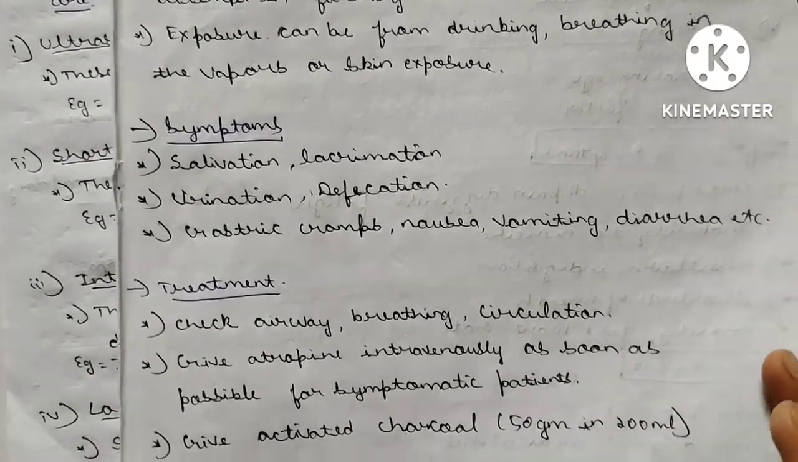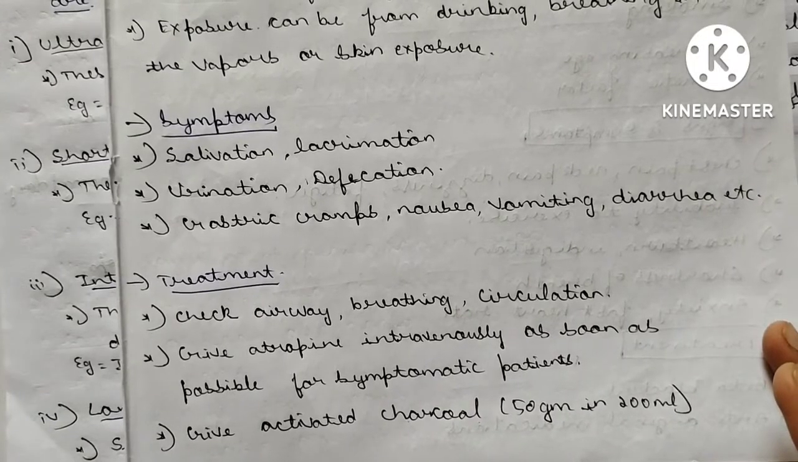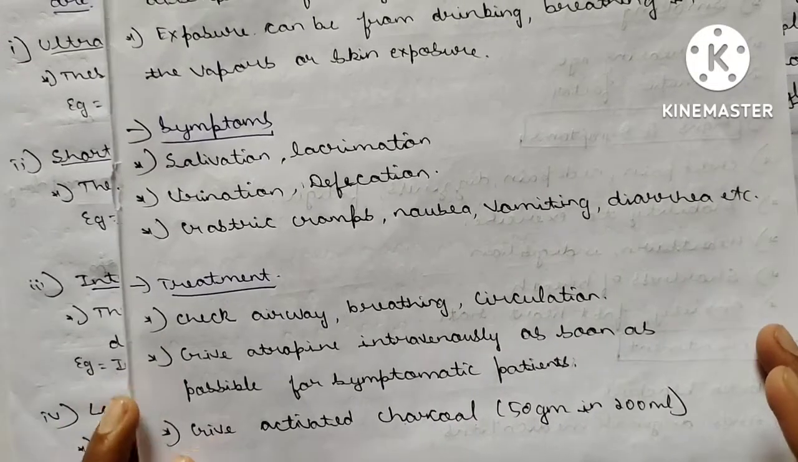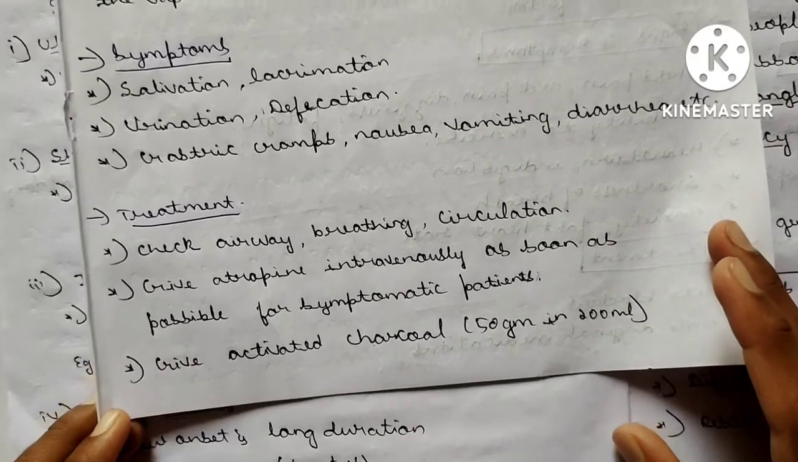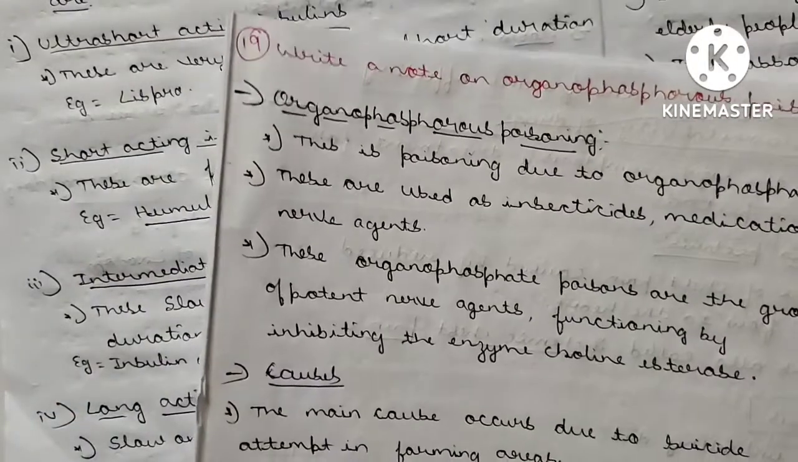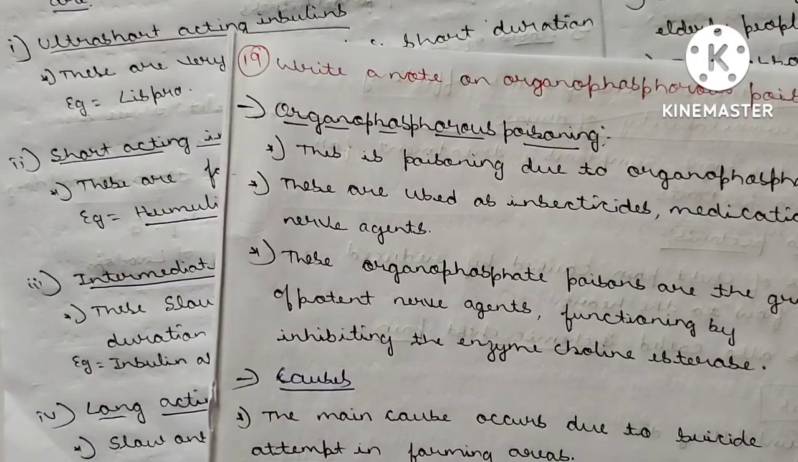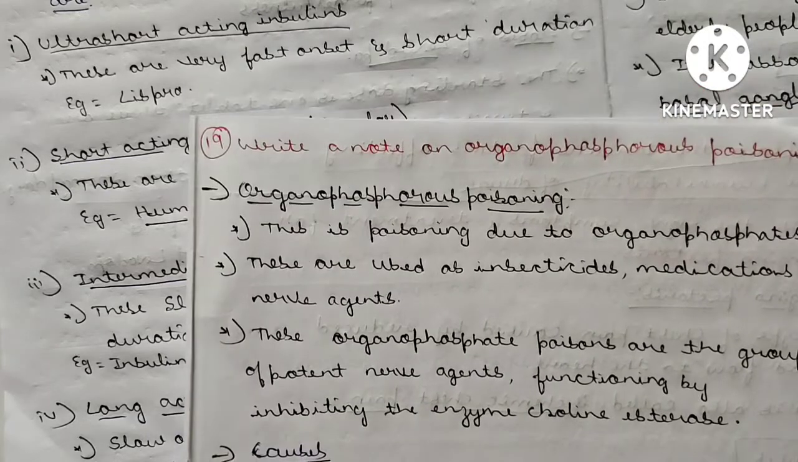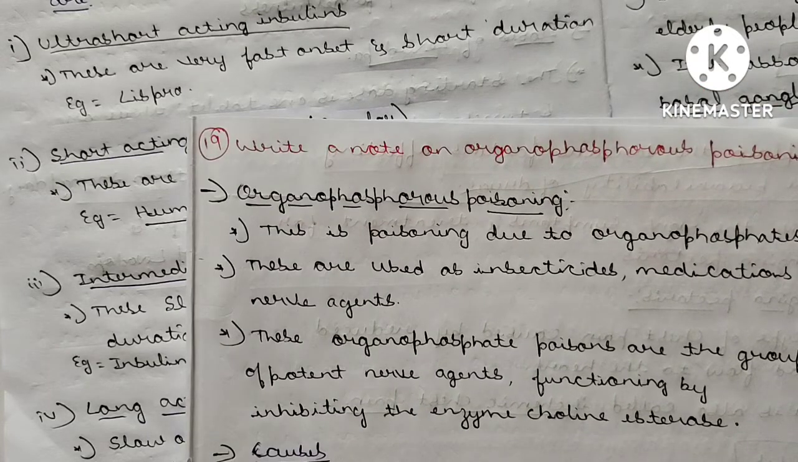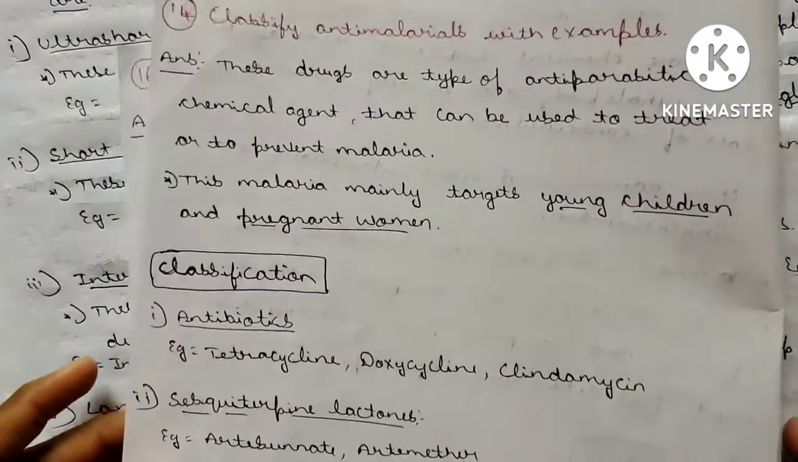Treatment: check airway and breathing properly. Then you have to give activated charcoal, 50 gram in 200 ml water. Okay, these are all the simple treatments for this. Next one: yes, these are all very, very important questions, my dear brothers and sisters. One more very important question, this one.